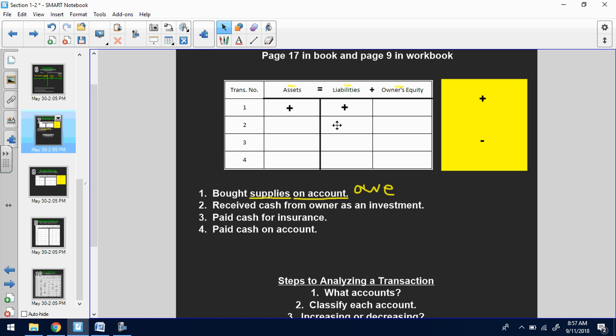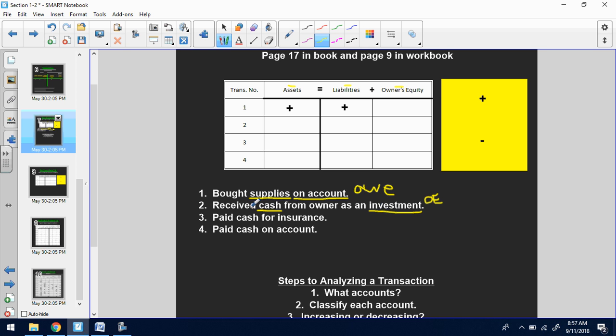All right, number 2. Before we even read this whole thing, I want to draw your attention to the word investment. Anytime you see the word investment, think OE, owner's equity. Investment means you're bringing money into the business. You're trying to make your business bigger. You're bringing money in. So what we'll do is go through this. Received cash from the owner as an investment.